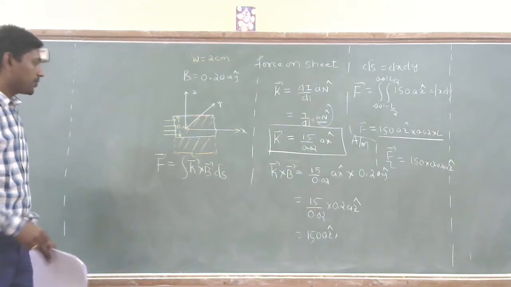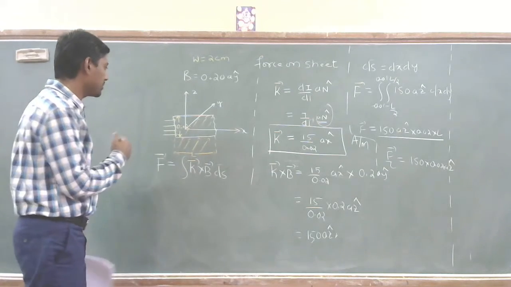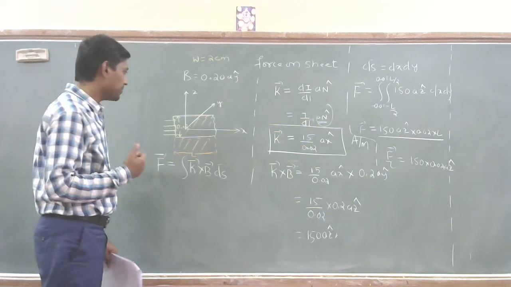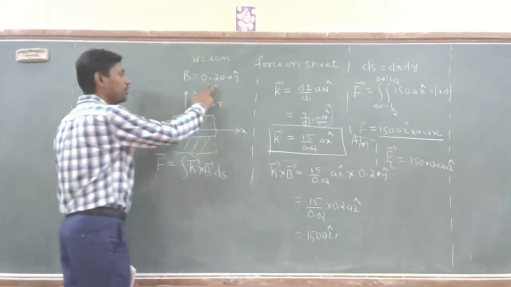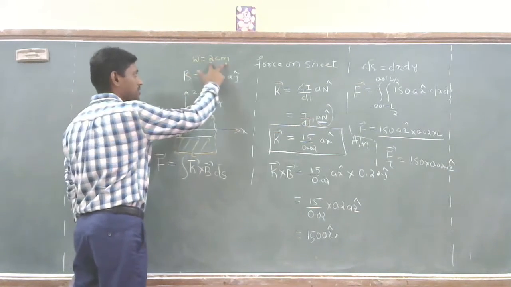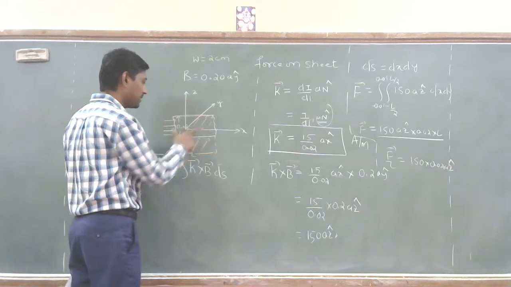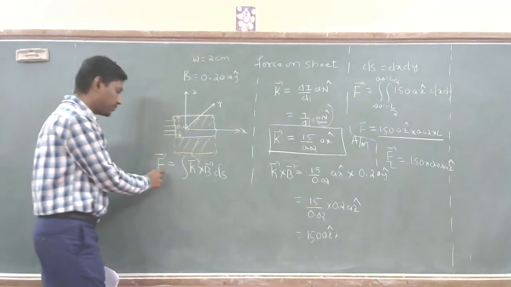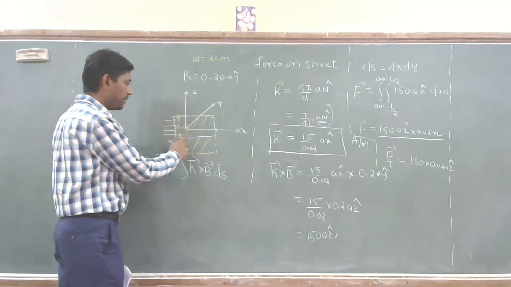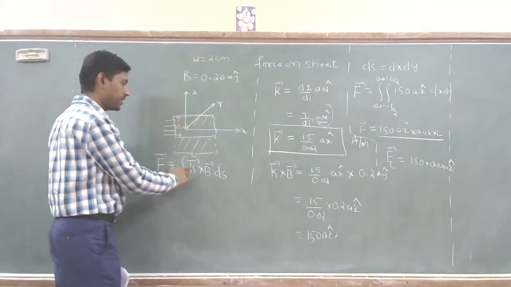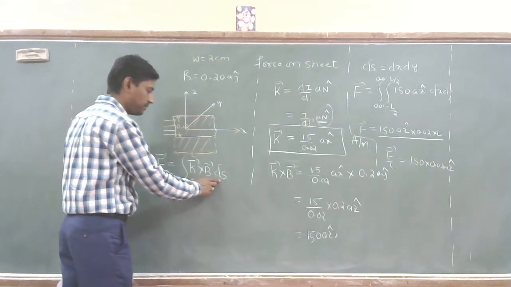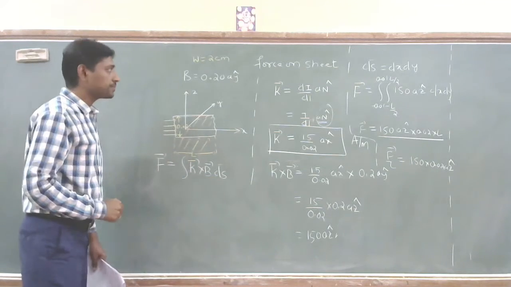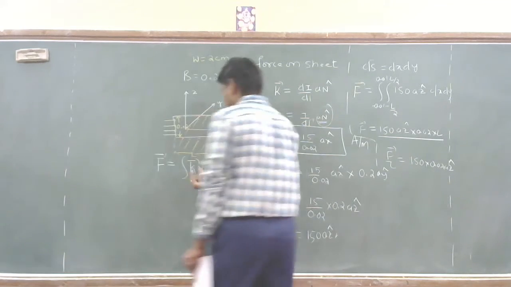So let me summarize. The question was, there was a sheet current, a very small strip, placed in a uniform magnetic field. The width of the strip was 2 cm and the length of the strip was L. We know the force on a sheet current placed in a magnetic field is given by K cross B ds. And the question was, what is the K for this?